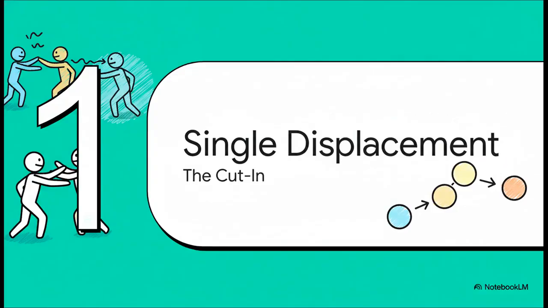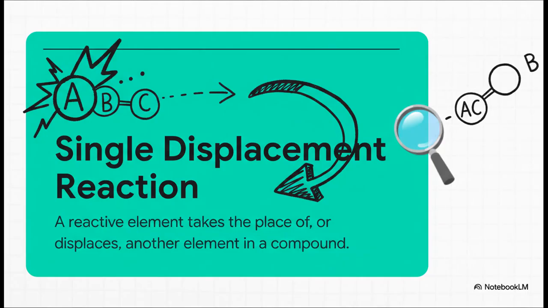Okay, let's kick things off with our first dance move, the single displacement. The easiest way to think about this one is like the classic cut-in you see in old movies, where someone new and confident steps right onto the floor and steals a partner away. So here's the more official breakdown.